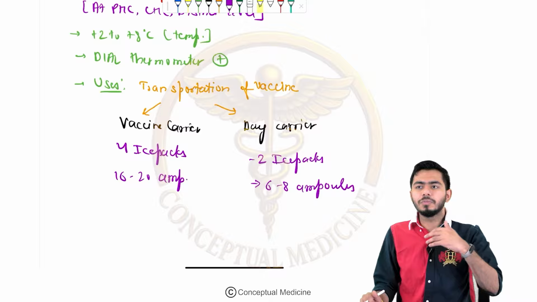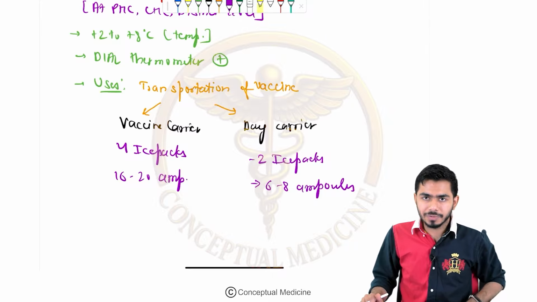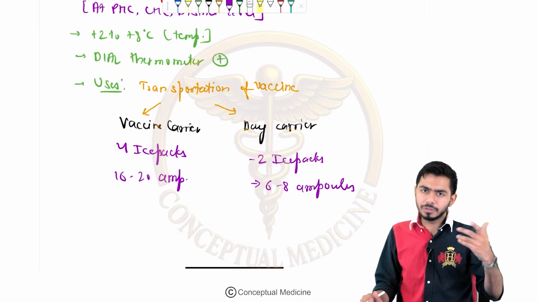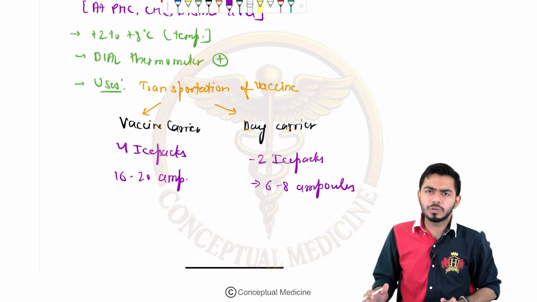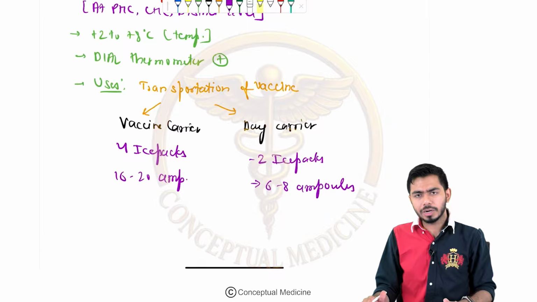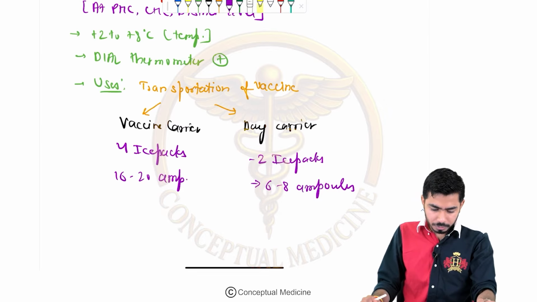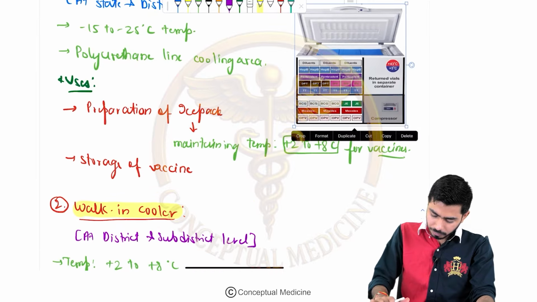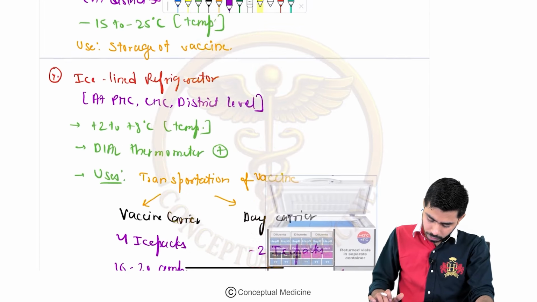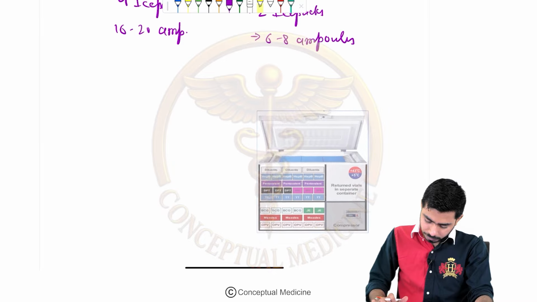For a bigger program, if we are taking the vaccines, then 16 to 20 ampules shall be carried with the help of 4 ice packs, that is the vaccine carrier, and the day carrier might be used for simple smaller camps. So that is the purpose of using the ice lined refrigerator. This is the diagram which you shall be remembering for the ice lined refrigerator. Okay, so let's talk about this particular diagram as well.